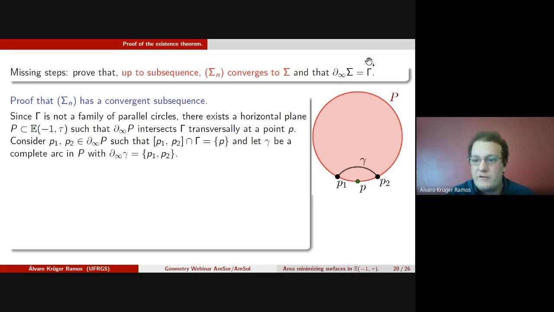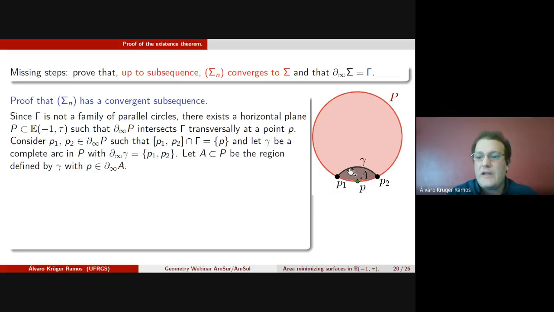Here is the point where the horizontal plane intersects gamma transversely, and you choose 2 points here such that this arc only intersects your big curve gamma in 1 point. Gamma has to intersect elsewhere, but locally it only intersects in this point because it's a transverse intersection, so you can find this arc here. And then you complete this arc with another arc on this horizontal plane P, and you consider this region here. And now you have curves gamma n which are converging to gamma.